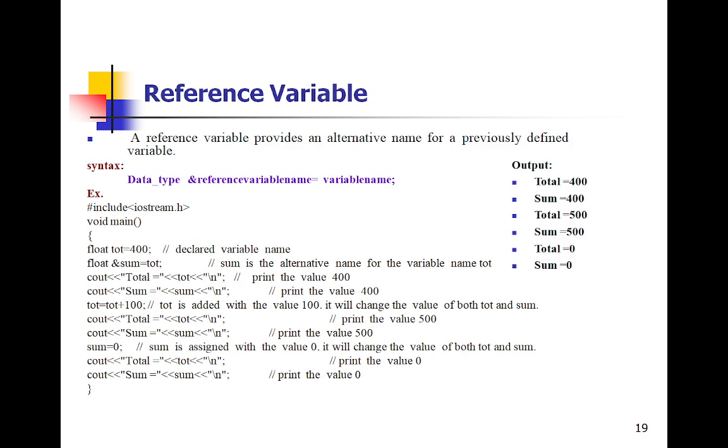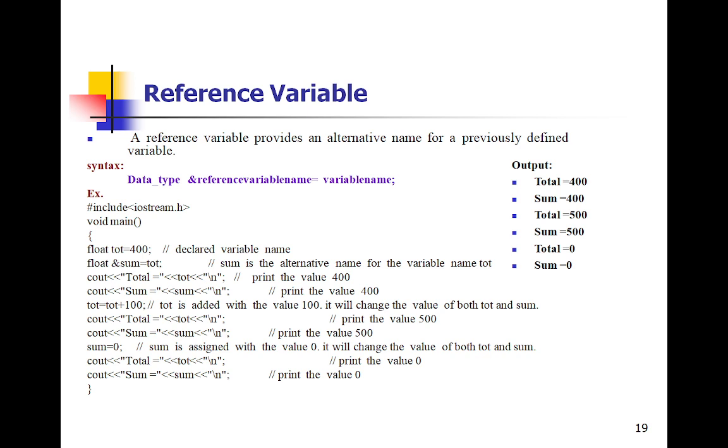Then the next one is a reference variable. This is a very, very important thing. The reference variable provides an alternative name for a previously defined variable. So some variables may already be declared, and we can give those an alternate name. That's a reference name we can provide. The syntax is the data type, then the reference variable name, and then the variable name. While we are creating a reference of a previously declared variable, that previously declared variable is also available. At the same time, the reference variable value is also available.